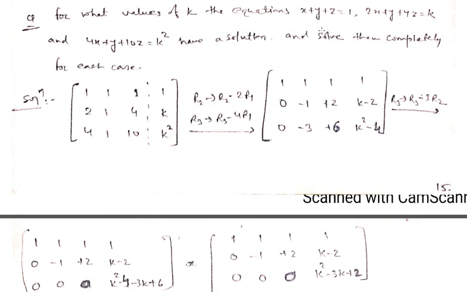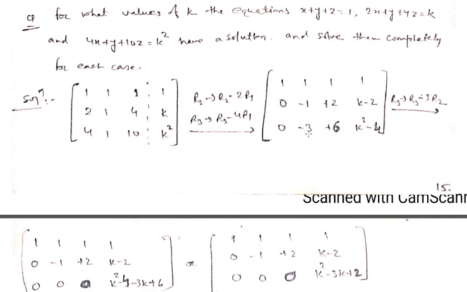Now first write it in matrix representation and write the augmented matrix. The augmented matrix for the given system of equations is, row-wise, 1 1 1 1; 2 1 4 k; 4 1 10 k squared. Now I will convert it into echelon form using elementary transformations. So first we use R3 replaced with R3 minus 4R1 and R2 replaced with R2 minus 2R1. So we get this matrix.